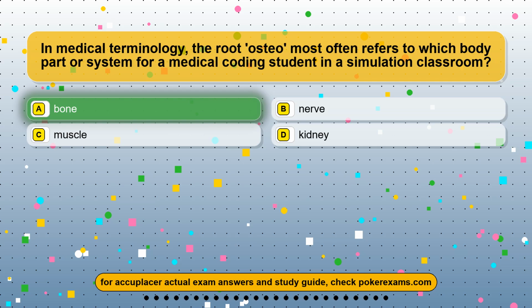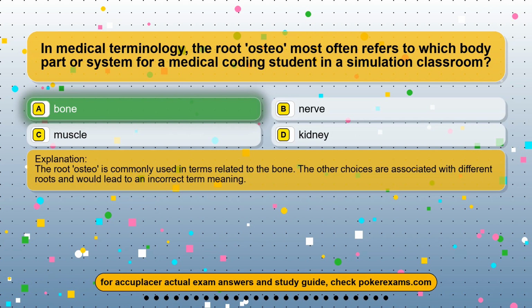The correct answer is option A, bone. The root osteo is commonly used in terms related to the bone. The other choices are associated with different roots and would lead to an incorrect term meaning.